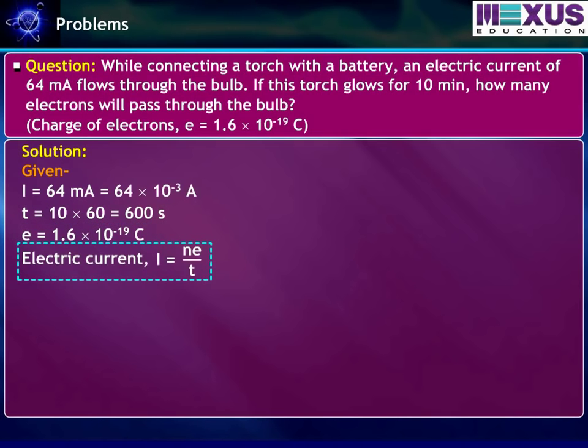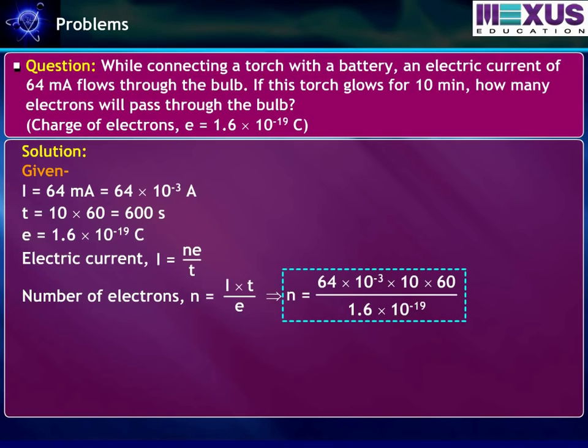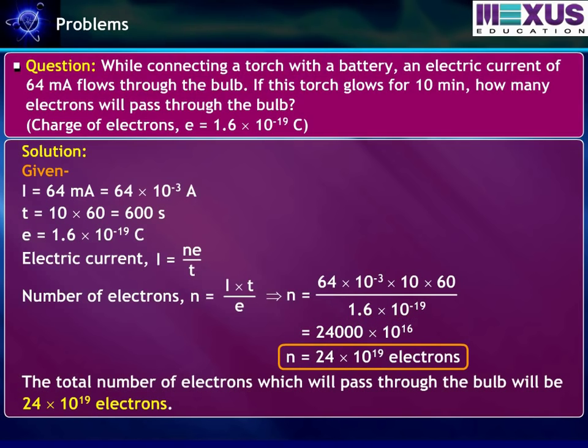Electric current I = ne/t. Number of electrons n = I × t / e. n = 64 × 10^-3 × 10 × 60 / (1.6 × 10^-19) = 24,000 × 10^16. n = 24 × 10^19 electrons.